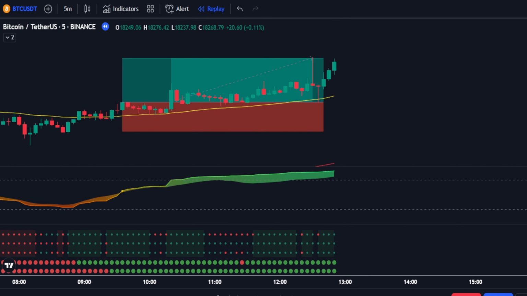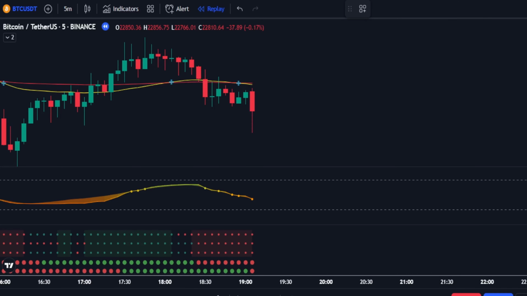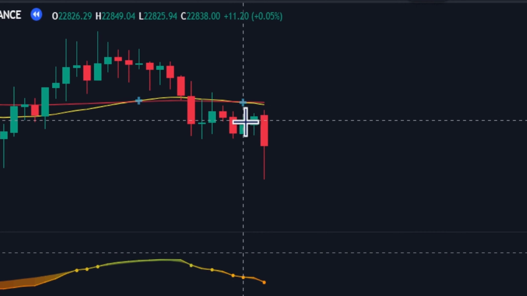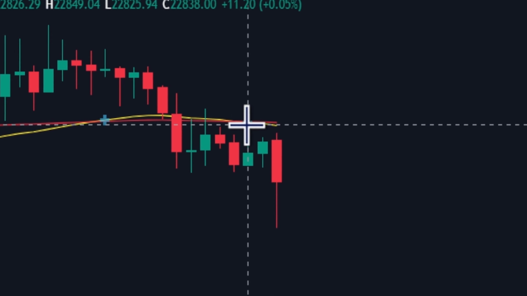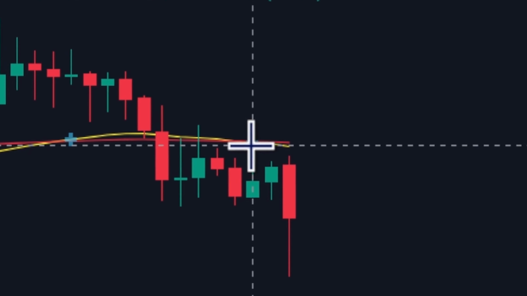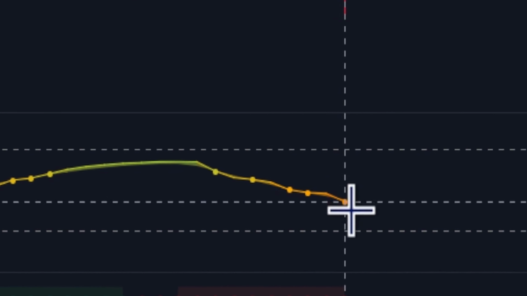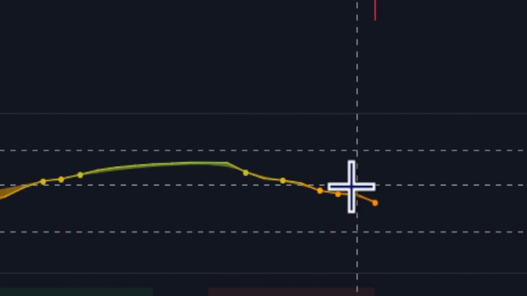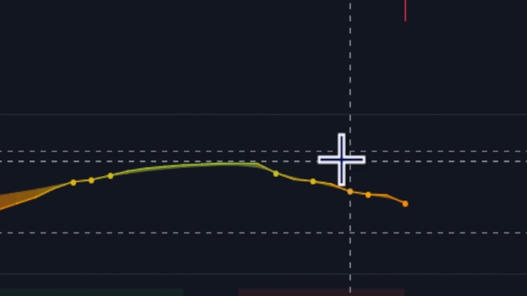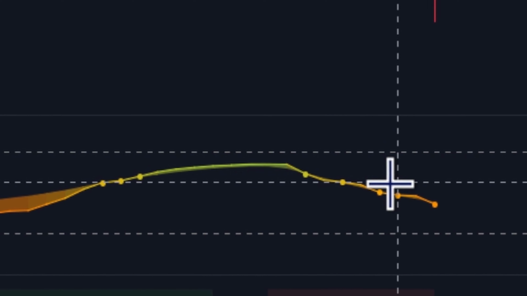Now let's take a look at when to enter into a short. Firstly, the 50 and 200 EMA must have crossed to the downside, indicating that we are currently in a bearish market. Secondly, we will need to check the rainbow RSI indicator. We can see that a circle was printed and the rainbow RSI is pointing to the downside.